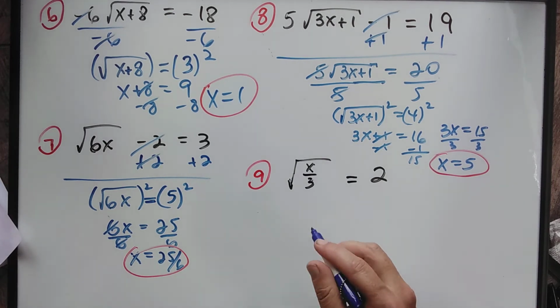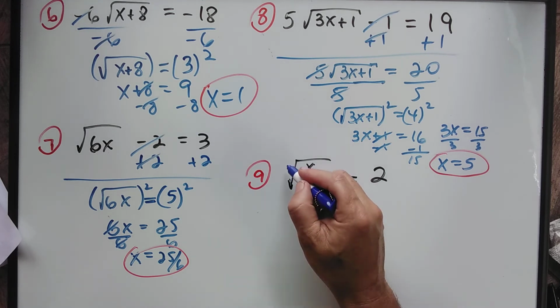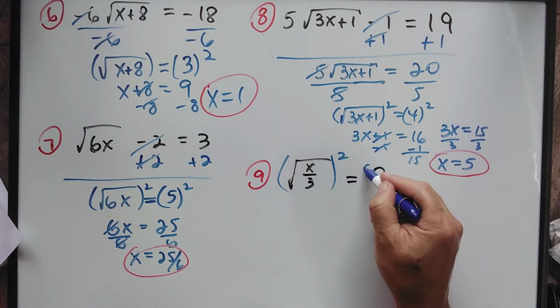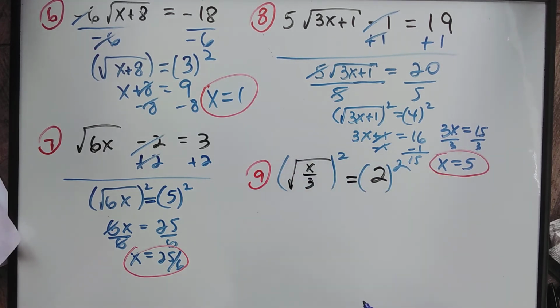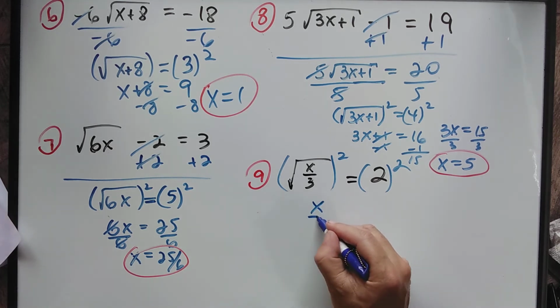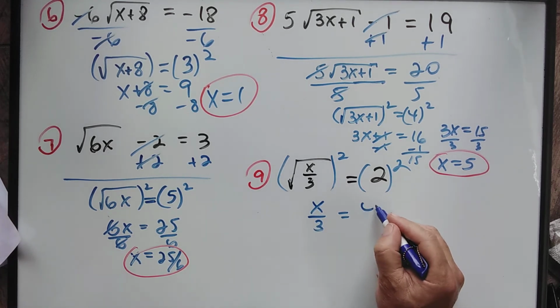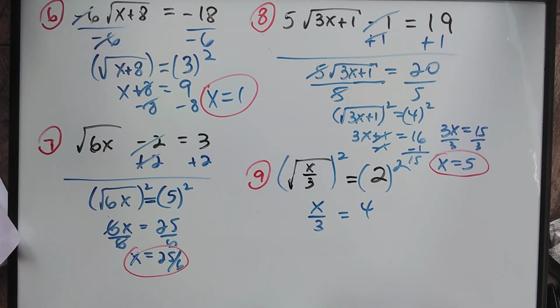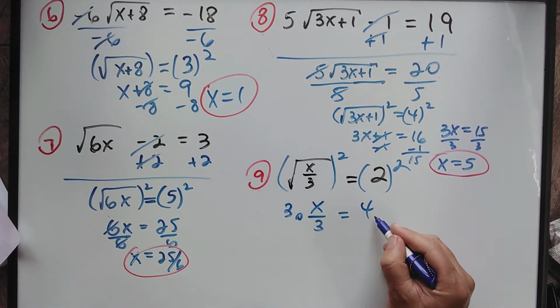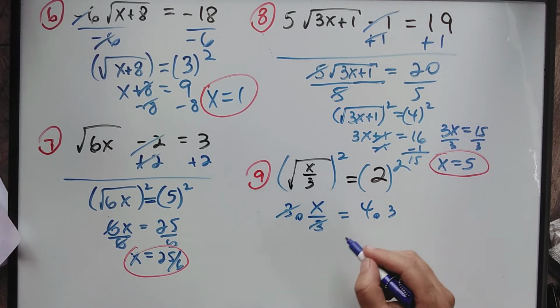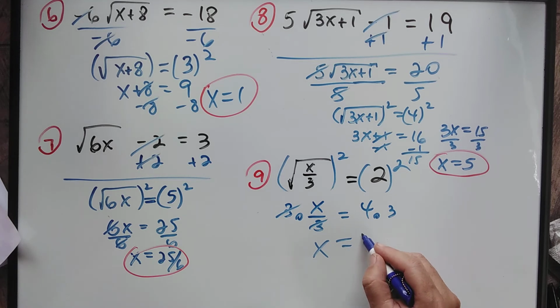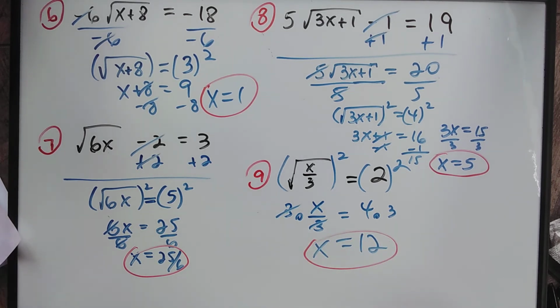What about this one here? The radical is by itself, so I'm gonna square both sides. So I'm gonna have x over 3 equals 2 squared, which is 4. This 3 is dividing, so I get rid of it by multiplying. I multiply both sides by 3. So x equals 4 times 3, which is 12. And that's it for now.